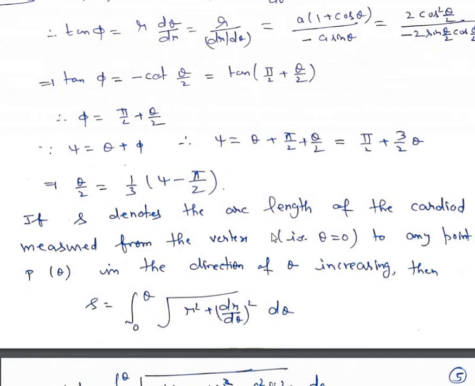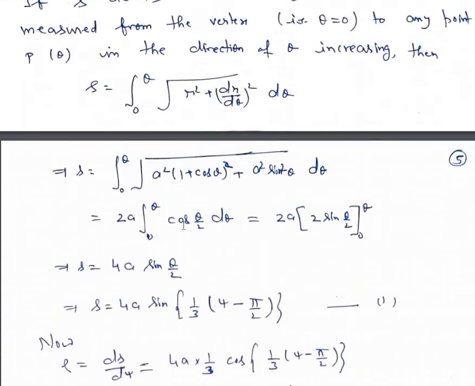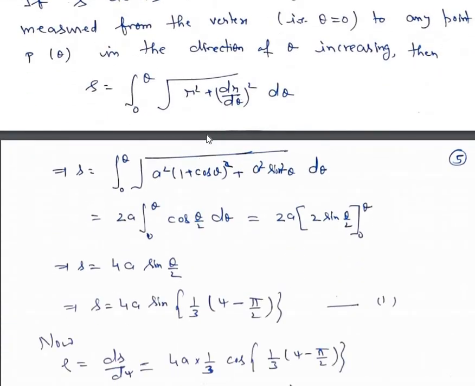Now if S denotes the arc length of the cardioid measured from the vertex, that is theta equal to 0, to any point P corresponding to theta in the direction of theta increasing, then S is given by integral 0 to theta under root of r square plus dr upon d theta whole square d theta. Substitute the values of r and dr upon d theta. So S is equal to integral 0 to theta under root of a square into 1 plus cos theta whole square plus a square sin square theta d theta.